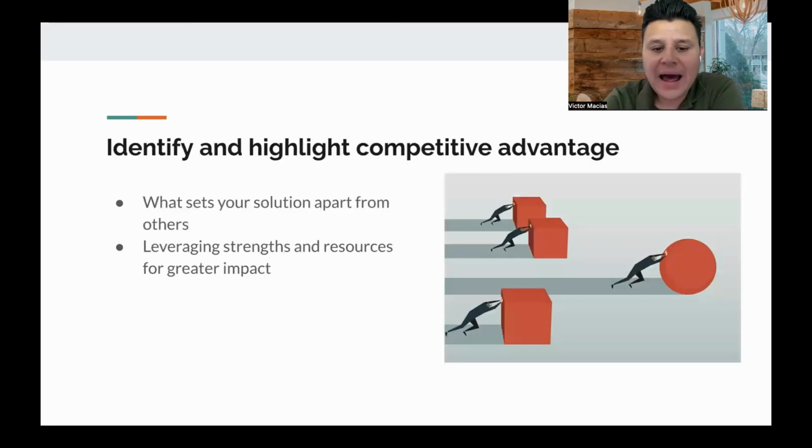Then we're going to identify and highlight the competitive advantage that we have. So what sets your solution apart? How do we leverage your strengths and your resources for greater impact? This is where a lot of the UVP comes in, right? So it's not just having a great idea, it's how do you uniquely impact your business, right? What are your unique strengths and resources that allow you to be more successful than somebody else trying to focus on the same solution?